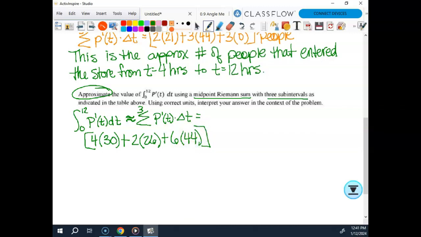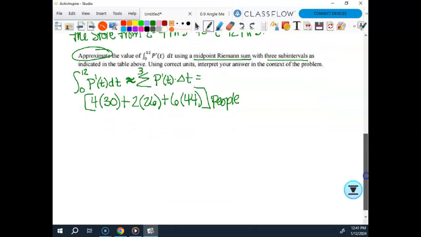Okay. And what are the units? People. All right. Everybody okay with that? All right. So then write your explanation, which is almost identical to the rest, but hey, write it over and over again. Maybe we can make sure we get it right in the end.